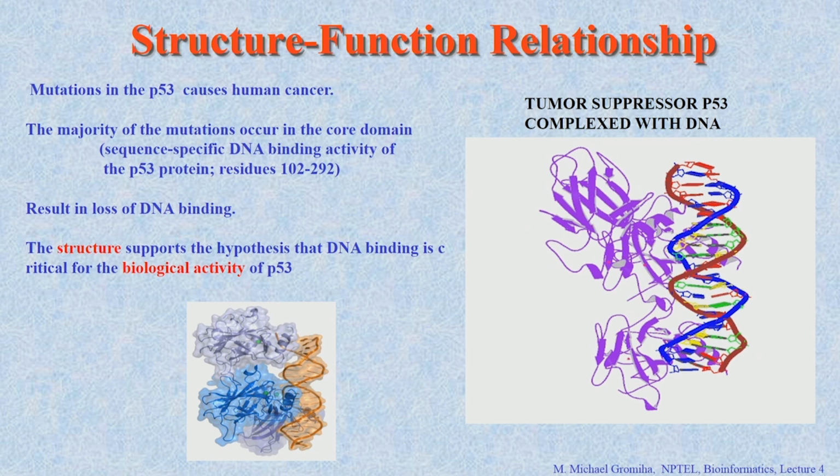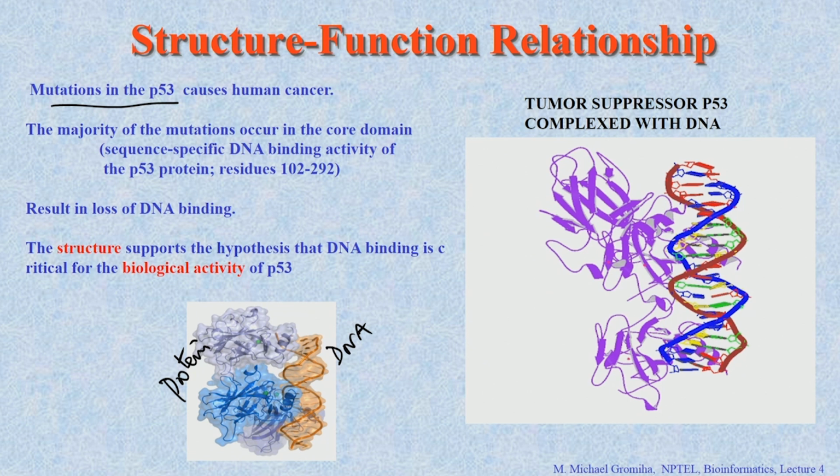Here you can see a protein and you can see DNA here. This is a DNA binding protein, right. So, the mutations in the P53, if you make small changes, mainly the replacement of arginines, cause human cancer.